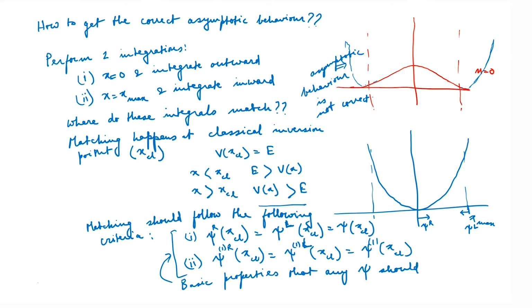This we learned from our first class in quantum mechanics. So, just to summarize, the matching is done by making sure that the wave function and its first derivative are continuous at the classical point of inversion. So far so good, but then there is another problem here. We are doing a grid based method, it is not an analytical method.